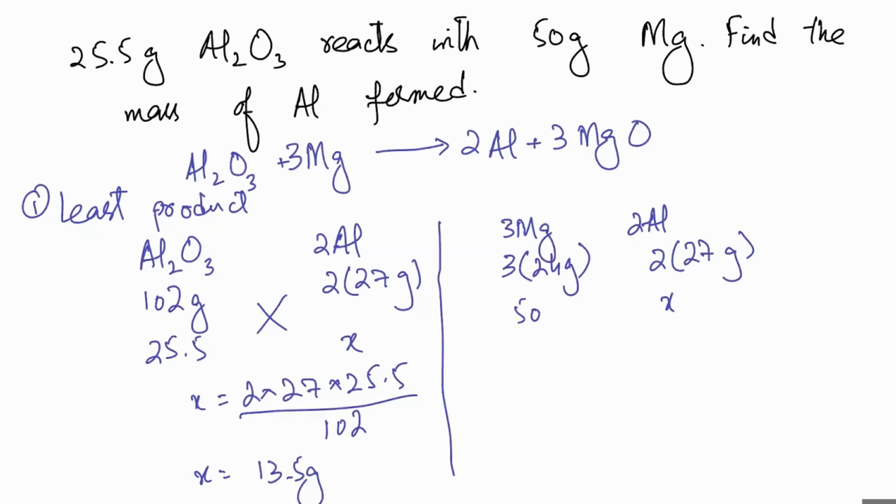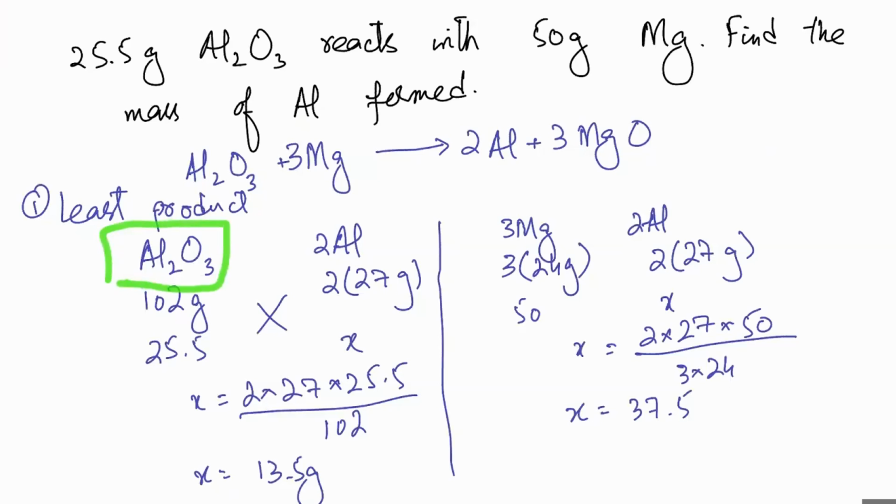So it will produce X. Cross multiply, 3 times 24, X is equal to 2 times 27 times 50. Divide it, and that's going to give me 37.5 grams. Clearly, this is the limiting reactant. And this will be my final answer, because the limiting reactant decides how much product is made.